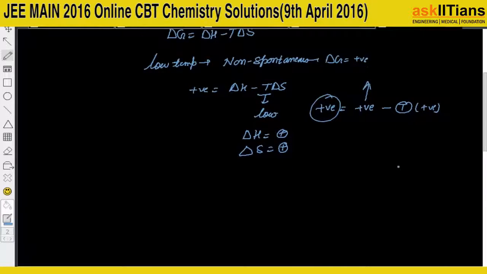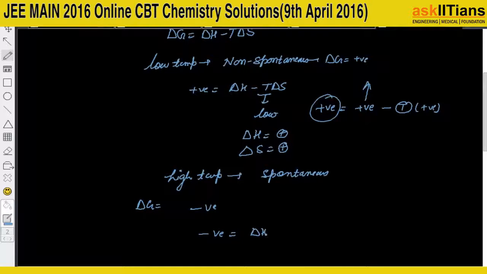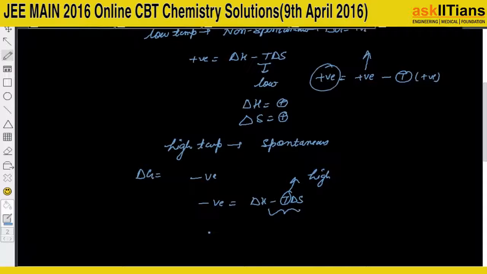Fine enough. Taking the same thing, I say that when the temperature is high, then the reaction becomes spontaneous. That means delta G becomes negative. So I can say that negative is equal to delta H minus T delta S. Now when the temperature is high, then only this negative factor will contribute and hence delta G will become negative. Again, this thing is possible only when both delta H and delta S are positive.